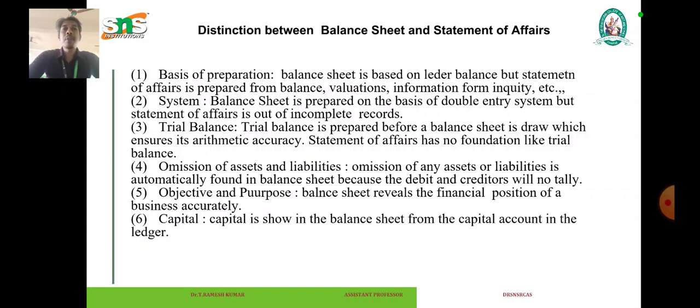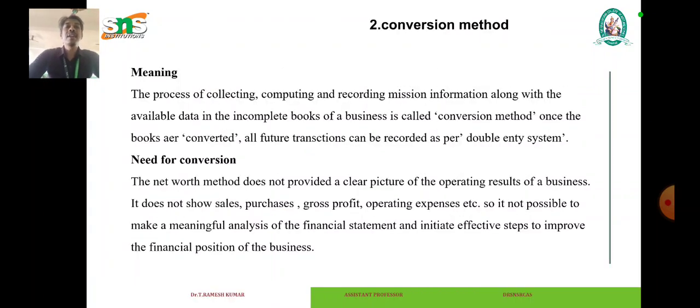Third one, trial balance. Trial balance is prepared before a balance sheet is drawn, which ensures its arithmetic accuracy. Statement of affairs has no foundation like trial balance. Fourth one is omission of assets and liabilities. Omission of any assets or liabilities is automatically found in the balance sheet because the debit and credit totals will not tally. Objectives and purpose: balance sheet reveals the financial position of a business accurately. Capital is shown in the balance sheet from the capital account in the ledger.